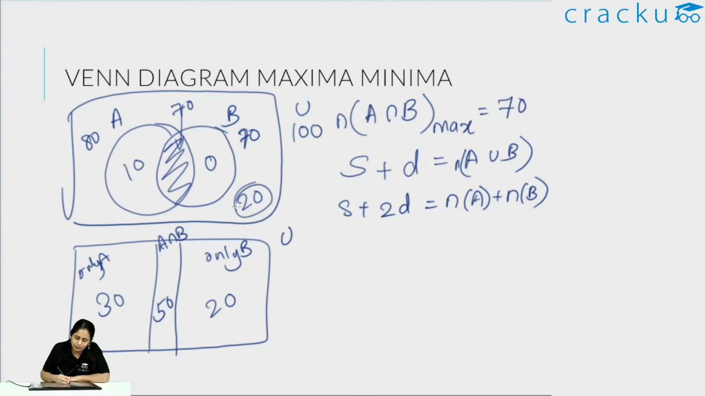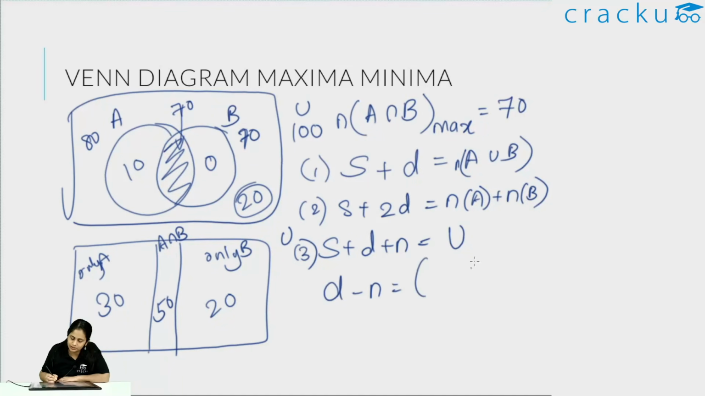Now those not part of any set, I will call them n. So in this case, S plus D plus n is equal to how much? This is equal to the universal set. So when I take the difference between, say this is equation 1, this is equation 2, this is equation 3, what do I get? I get D minus n is equal to sum of the sets minus universal set U. Now essentially this sum of the sets minus universal set U is the overflow as such. That is, by what extent does the individual sum of the sets overflow above the universal set.